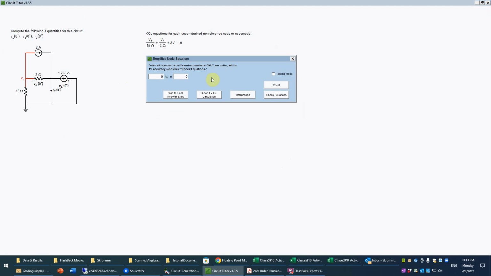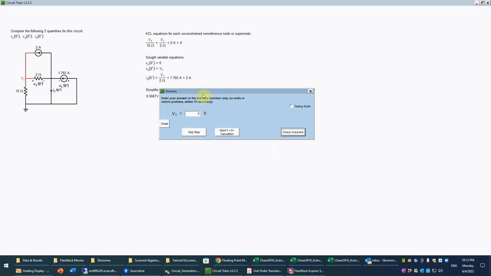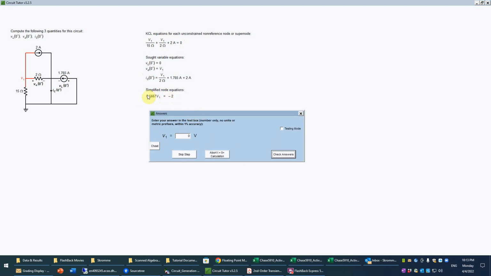Now it wants us to form the equation here. Once again, we'd say 1/15 plus 1/2. That's going to be 0.5667. Basically, 0.0667 is 1/15, and then the 1/2, of course, is 0.5. And then I have the 2 brought over to the right-hand side again, negative 2. We'll check that, and that is correct. Then we just have to solve for V1 by dividing by this coefficient. On a calculator, negative 2 divided by 0.5667 is negative 3.529.